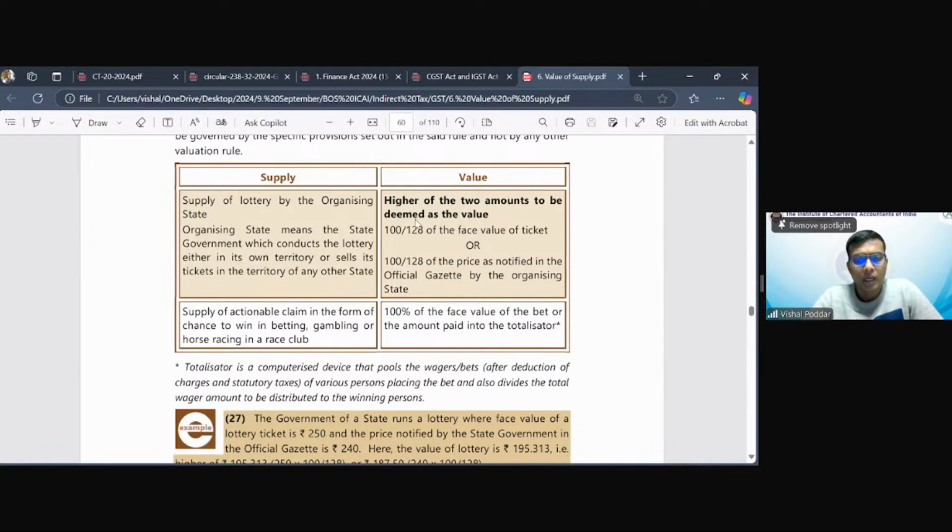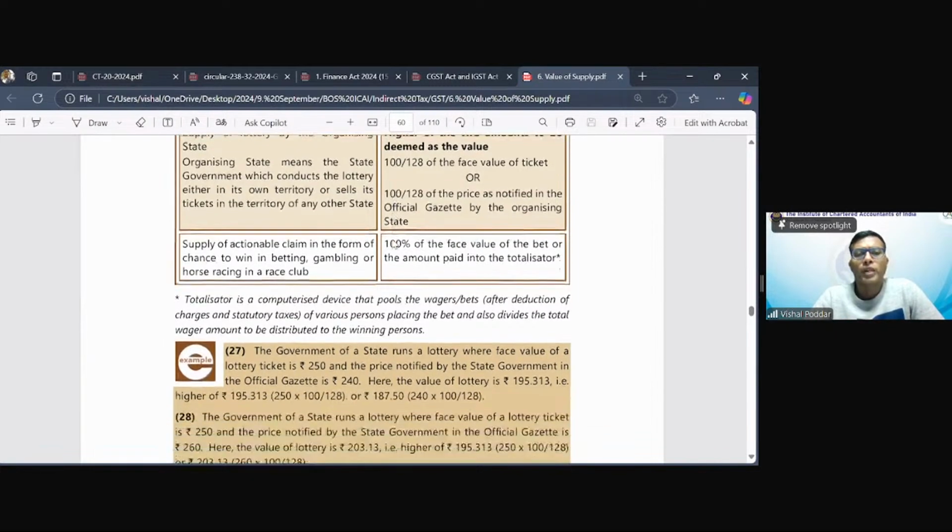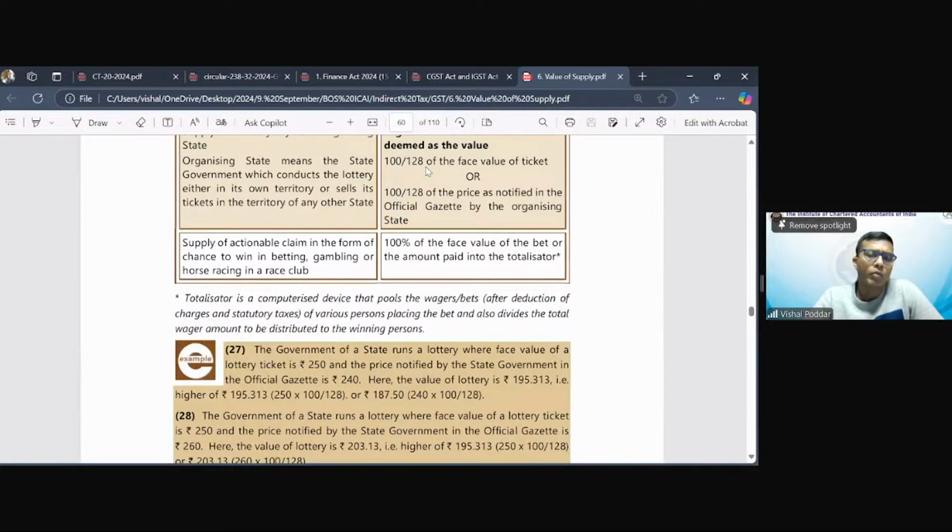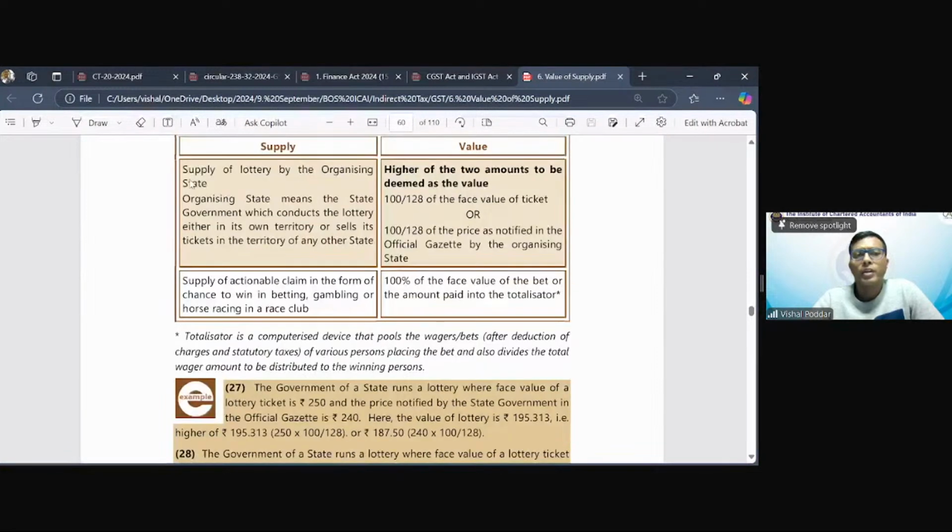See, the higher would be applicable when there is any price guaranteed, but there is no price which is guaranteed. And obviously, if there is any price, it will never exceed 100. Otherwise, the lottery company will always be in a loss. So practically, it is always 100 upon 128. What do you mean by this calculation? It simply means that whatever is the lottery ticket value, it is presumed to be inclusive of the GST. So that is why you are making a back calculation. Now this is where the supply of lottery is by some state government.